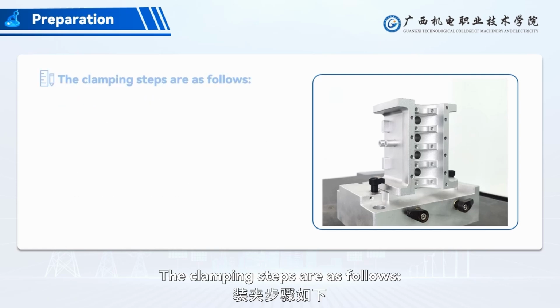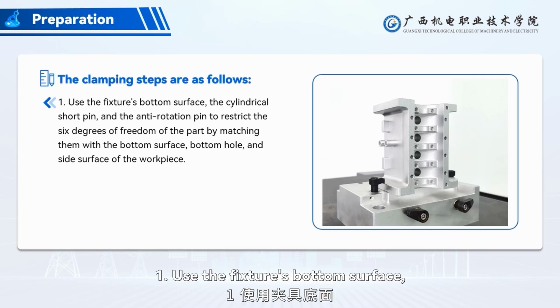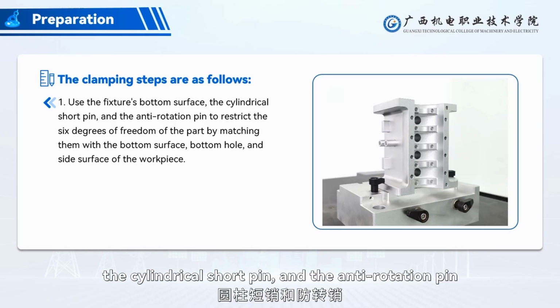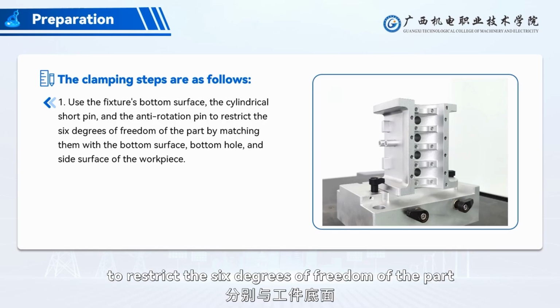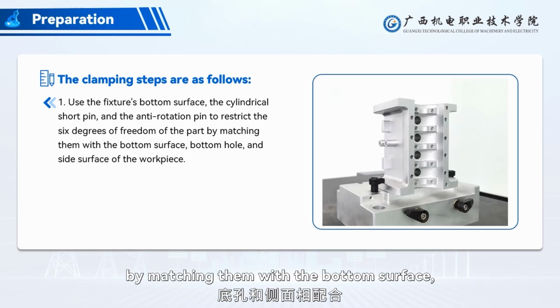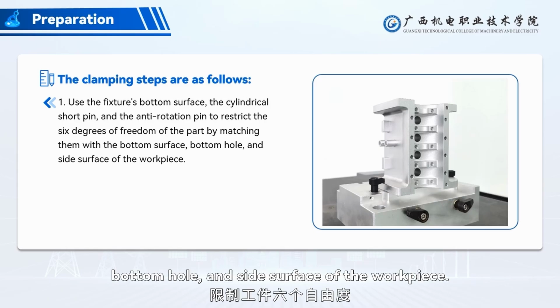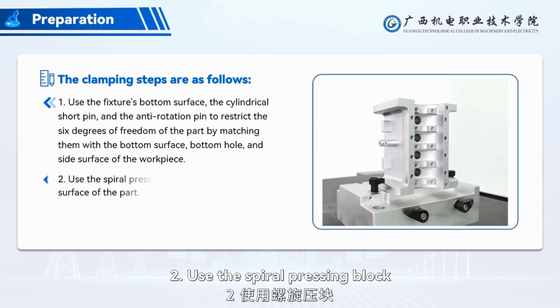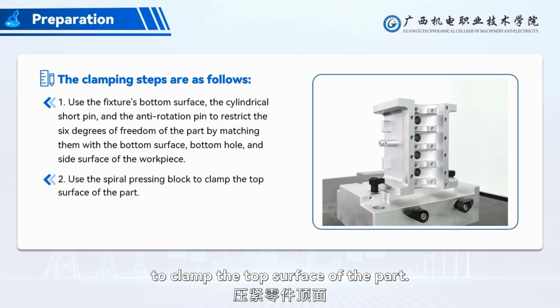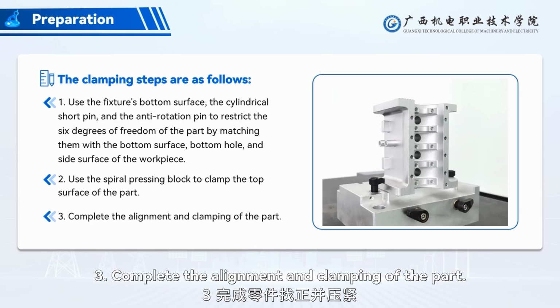The clamping steps are as follows. 1. Use the fixture's bottom surface, the cylindrical short pin, and the anti-rotation pin to restrict the 6 degrees of freedom of the part by matching them with the bottom surface, bottom hole, and side surface of the workpiece. 2. Use the spiral pressing block to clamp the top surface of the part. 3. Complete the alignment and clamping of the part.